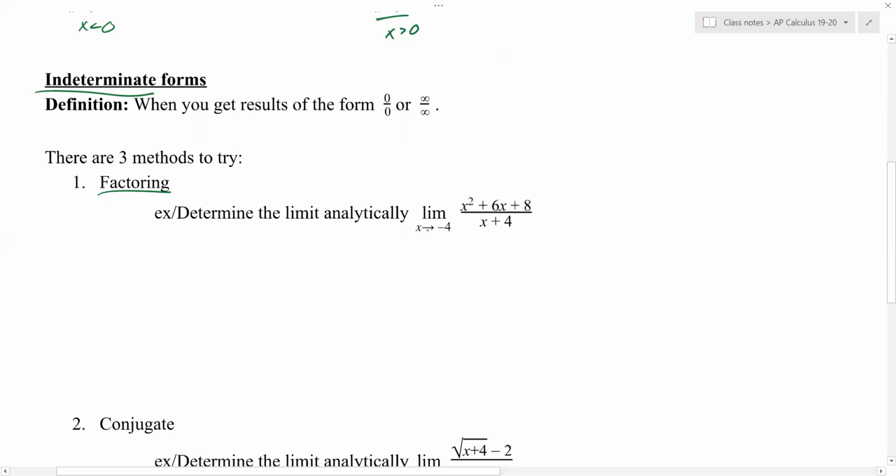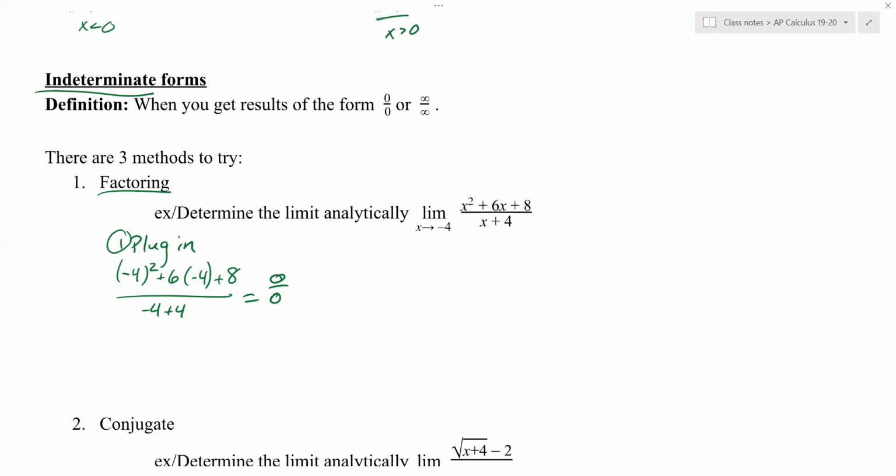So if we do limit as x approaches -4 of x squared plus 6x plus 8 divided by x plus 4, first thing we want to try, plug in. So when we plug in -4 squared plus 6 times -4 plus 8 over -4 plus 4, we're going to get 0 over 0. This is one of our indeterminate forms. So let's try to factor.